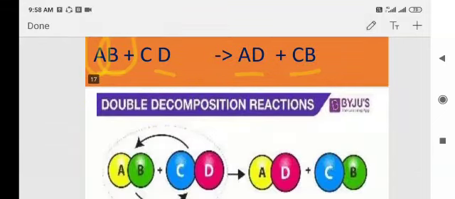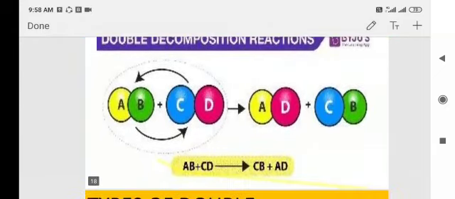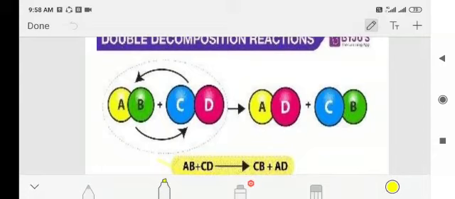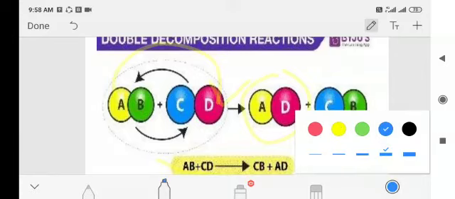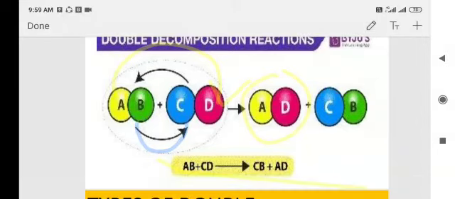Let me take another example. Here is another colorful presentation. In this presentation, I think things are clear for you. The first positive radical is combining with the negative radical of the second compound, that is, AD is forming. The same way, the second positive radical is combining with the first negative radical and forms CB. This is how the reaction takes place in a double decomposition reaction.